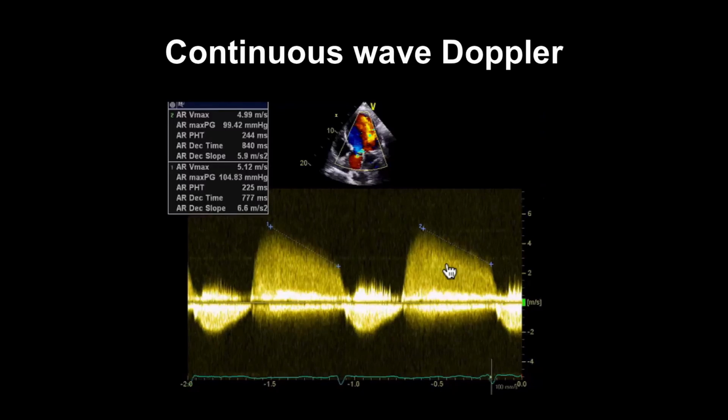Now, if this AR jet was really sort of wispy and difficult to see and the whole waveform wasn't filled in properly, I'd be thinking, that's probably mild. And that would be because there are just not as many red blood cells in that jet, so I'm not getting such an intense signal back.